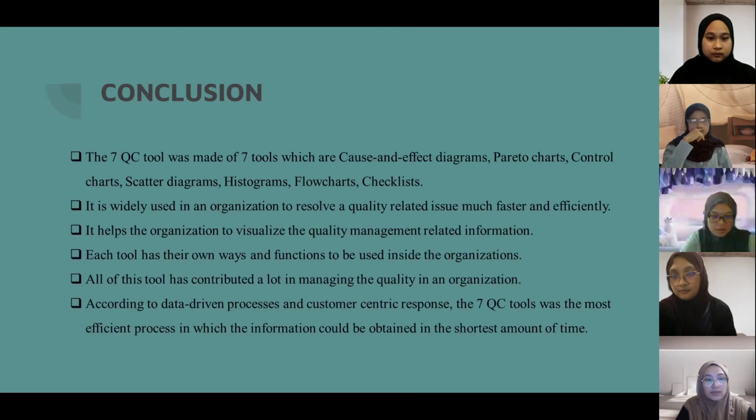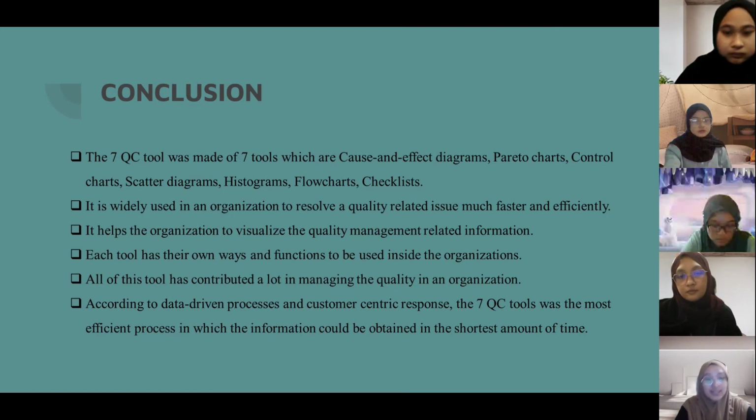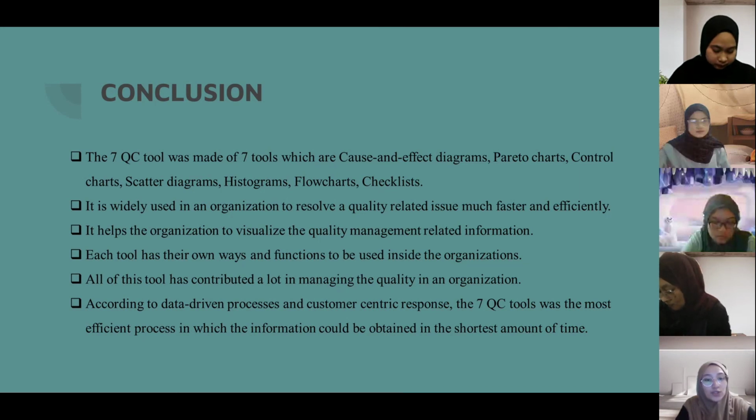Next. As a conclusion, the 7QC tools are made of 7 tools, which are the cause and effect diagram, Pareto chart, control chart, scatter diagram, histogram, flow chart, and checklist. It is widely used in organizations to resolve quality-related issues much faster and more efficiently. It helps the organization to visualize quality management-related information. Each tool has its own way and function to be used inside the organization. All of these tools contribute a lot in managing quality in an organization.